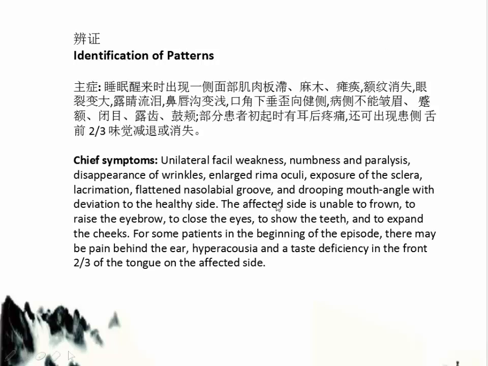Exposure of the sclera, with the underside of the eye drooping. Lacrimation, because you can't close your eyes, your tear ducts aren't working correctly. Flattened nasolabial groove, again on one side, that droop. This is all just drooping. Drooping mouth angle, deviation to the healthy side. The affected side is unable to frown, raise the eyebrow, close the eyes, show the teeth, or expand the cheeks. So we will often do these kinds of tests.